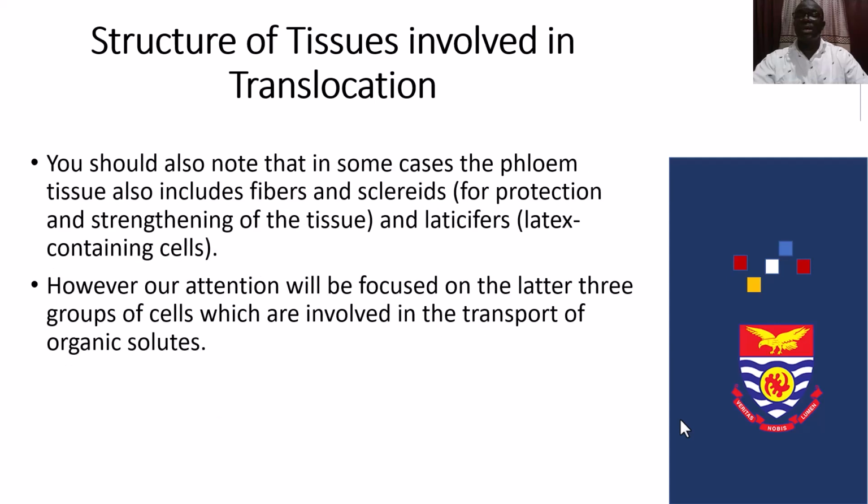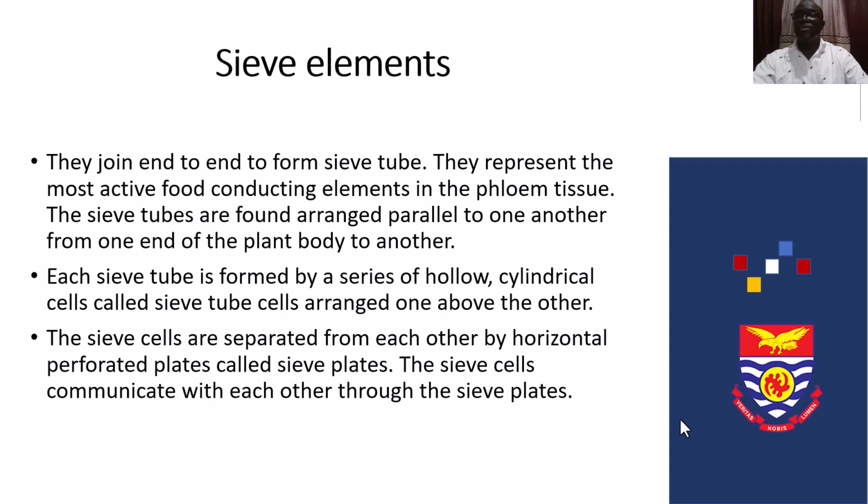These are sieve elements, companion cells, and intermediary cells. You should also note that in some cases, the phloem tissue also includes fibers, sclereids, and laticifers. However, our attention will be focused on the former three groups of cells, which are involved in the transport of organic solutes. The sieve elements join end to end to form the sieve tube. They also represent the most active food conducting elements in the phloem tissue. The sieve tubes are found arranged parallel to one another from one end of the plant body to another.